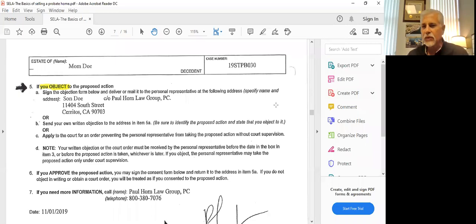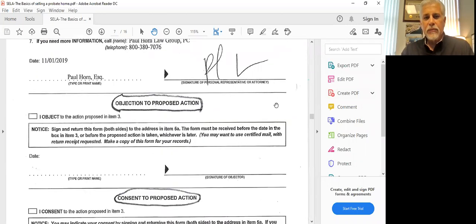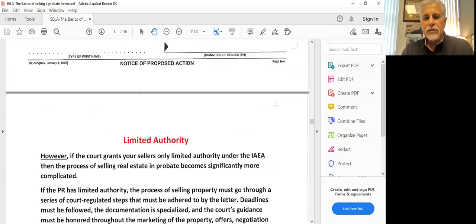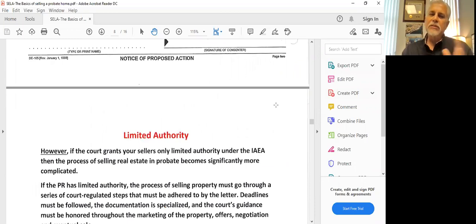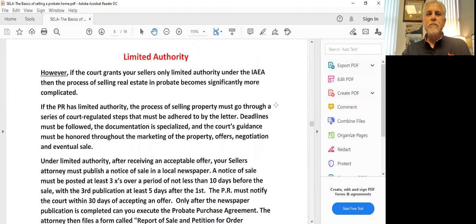Somehow this doesn't sound right to me. And now he objects, and he'll sign here where it says the proposed action, and that throws your listing into the court and is treated the same as limited authority, where you have to go and get court approval. In limited authority, the PR has limited authority. That's what it's telling you, that the process of selling the home has to go through the court. This happens a lot when you have contested probates.